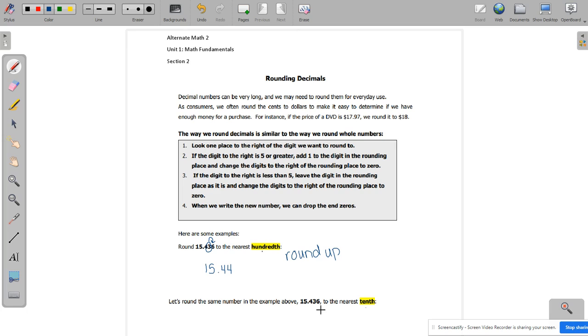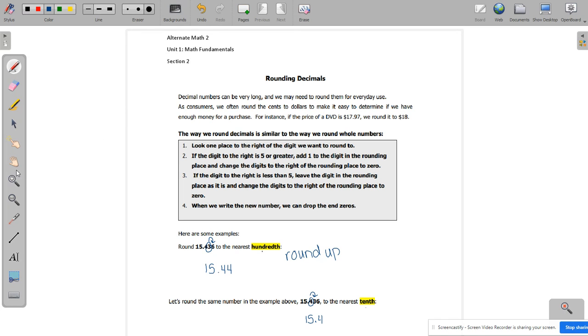Now we have the same number, but we're rounding to the nearest tenth place. So our tenths place is right after the decimal. So our 4, we look right behind it. And that is a 3. 3 is smaller than 5, so we drop everything and just let it be the number and that digit in the tenths. So it's 15.4. We drop everything else.